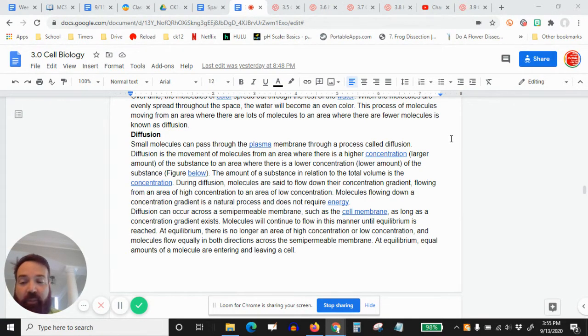At equilibrium, there is no longer an area of high concentration or low concentration, and molecules flow equally in both directions across the semi-permeable membrane. At equilibrium, equal amounts of a molecule are entering and leaving the cell.